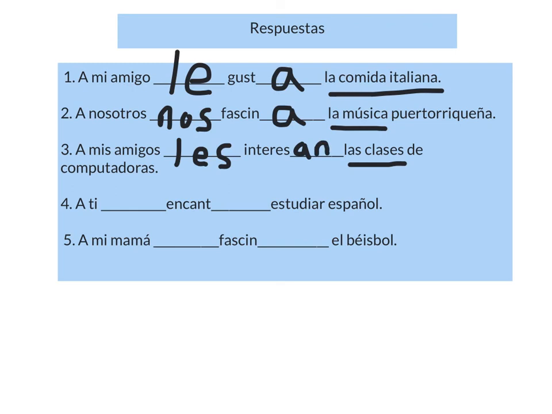In number 4, a ti goes with te, and we have an infinitive verb. So we have a singular conjugation. And lastly, a mi mamá or a ella, we use le, and el béisbol is a singular noun, so we have a singular conjugation.